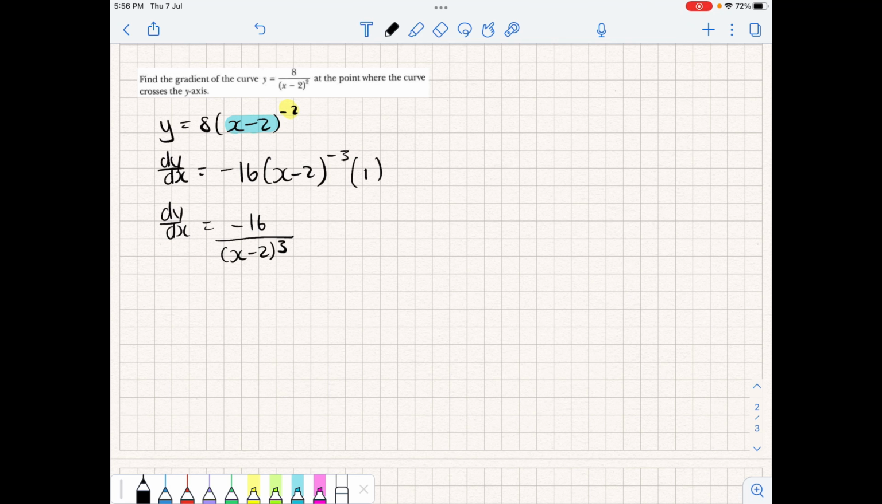Okay, the rest of the question is quite easy. They say find the gradient at the point where the curve crosses the y-axis. The point where the curve crosses the y-axis is where x is equal to 0. So when x is equal to 0, we get minus 16 over 0 minus 2 cubed, which is minus 8. So minus 16 divided by minus 8 is going to give us 2. So the gradient at the point x equal to 0 of this function is 2.